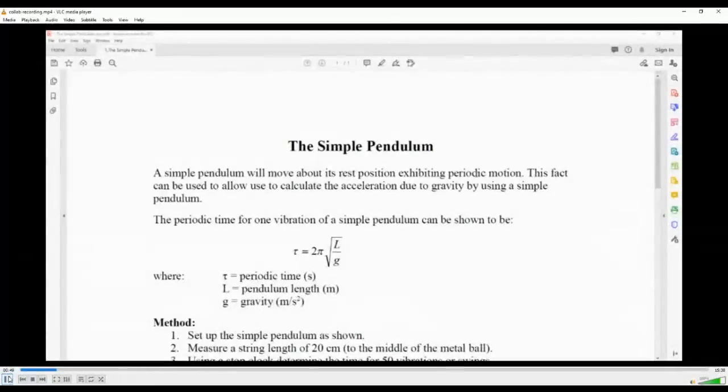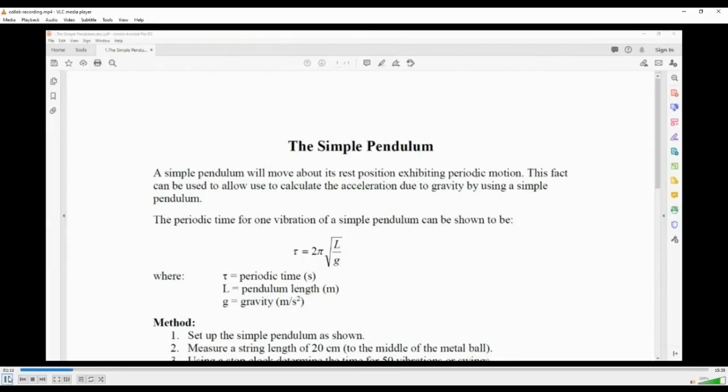Periodic motion, as we know, is a repetitive cycle of motion which repeats itself over and over again in a given period of time. So we have a cycle of motion which repeats itself over and over again in a given period of time.